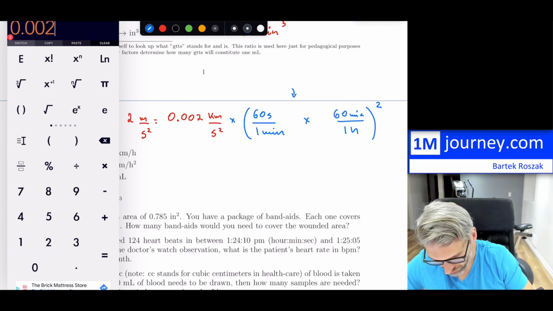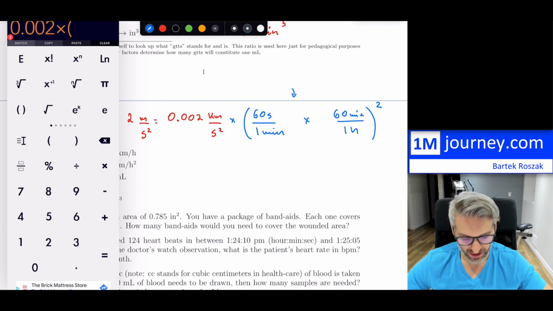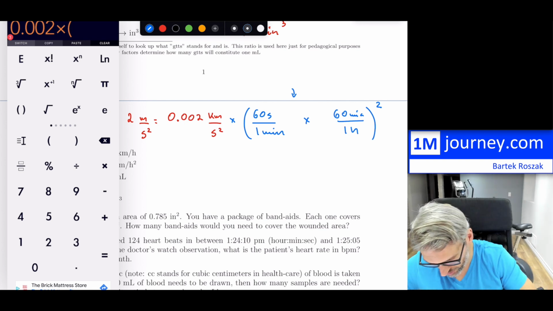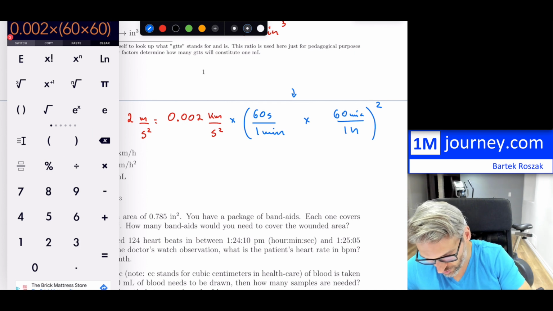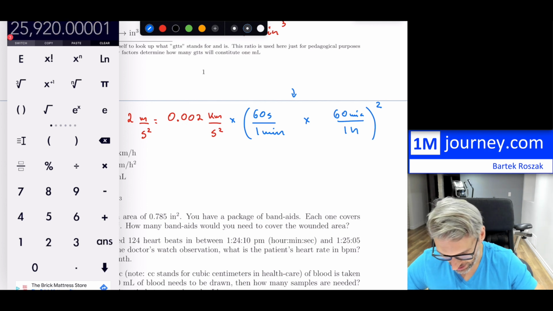0.002 and multiplied, and I'm going to put all of this in brackets. Now notice, putting it in brackets won't actually be very difficult because I have 60 over 1 multiplied by 60 over 1. So the 1, well, we don't need to divide by 1 because it won't change anything, but we certainly have to go 60 times 60. And then we have to square that, right? So both of them squared. And this is going to give us a relatively big number.